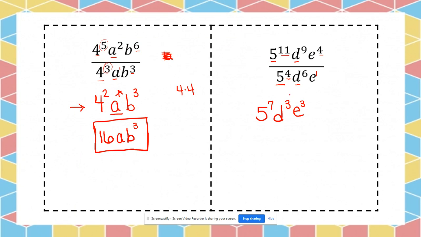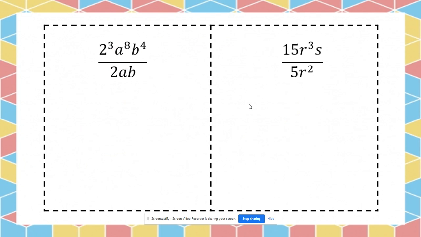Now, technically, I could multiply 5 by itself 7 times, but unless I have an exponent of 2 or 3, I'm usually just going to leave this the way that it is. So it's going to be 5 to the 7th, d to the third, e to the third.